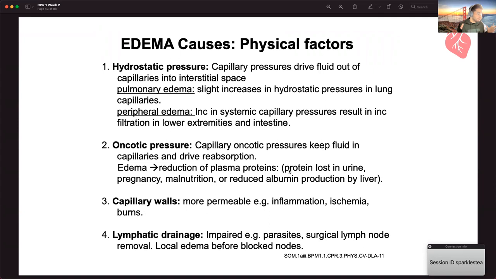Now, what is the difference between pulmonary edema and peripheral edema? Which side of the heart is likely messed up? Is it the right versus the left? Which one is messed up for pulmonary? It's going to be your right. Pulmonary, left. Okay, left. It's fluid in your lungs. So left, because think about it.